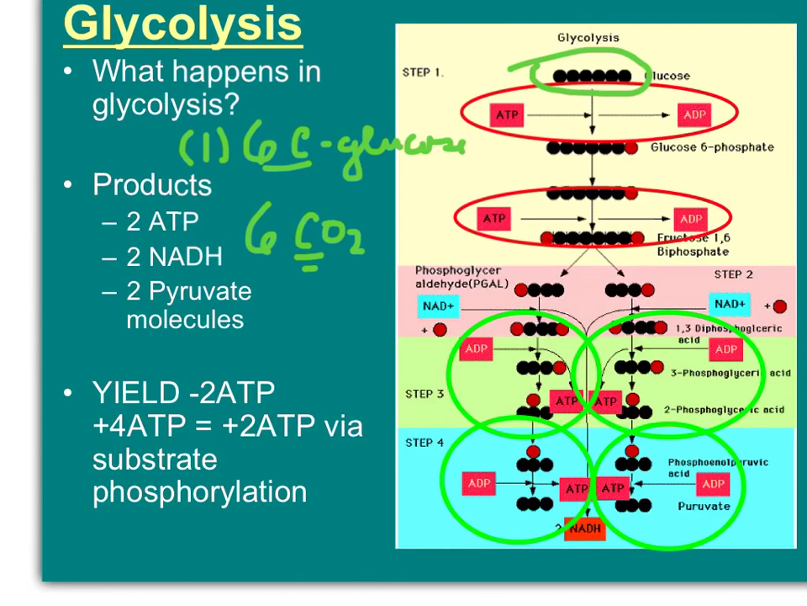So in the cell, what's the only currency that can be used to drive these processes that we're talking about? ATP. So NADH isn't going to be good enough. Bonds, not going to be good enough. ATP, good enough. All right. This is the end of glycolysis. We haven't hardly done anything. This is a lot of work, wouldn't you agree? For making hardly anything.